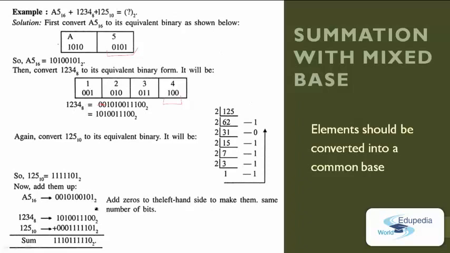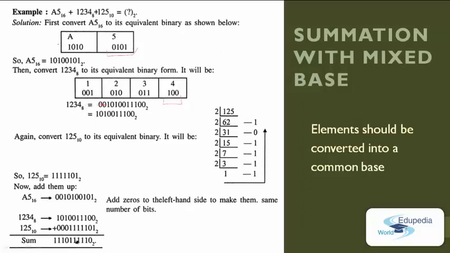And with that one and these zeros, it is 1. And for the third position, 1 plus 1 is 10. And with that 10 and this one, it is 11. We put 1 here and carry forward the other one. And with that one and this one, it is 10. And with that 10 and this one, it is 11. We put 1 here and carry forward the other one. And with that one and this one, it is 10. And with that 10 and this one, it is 11.